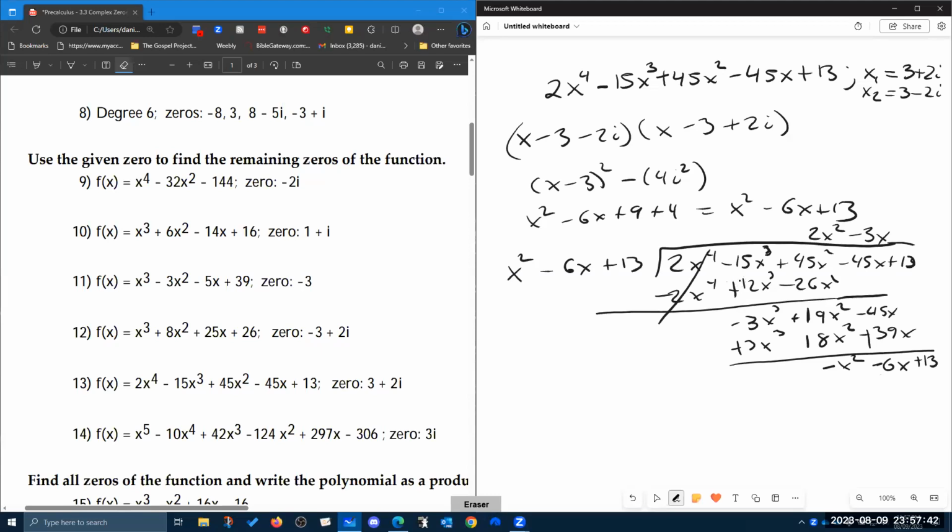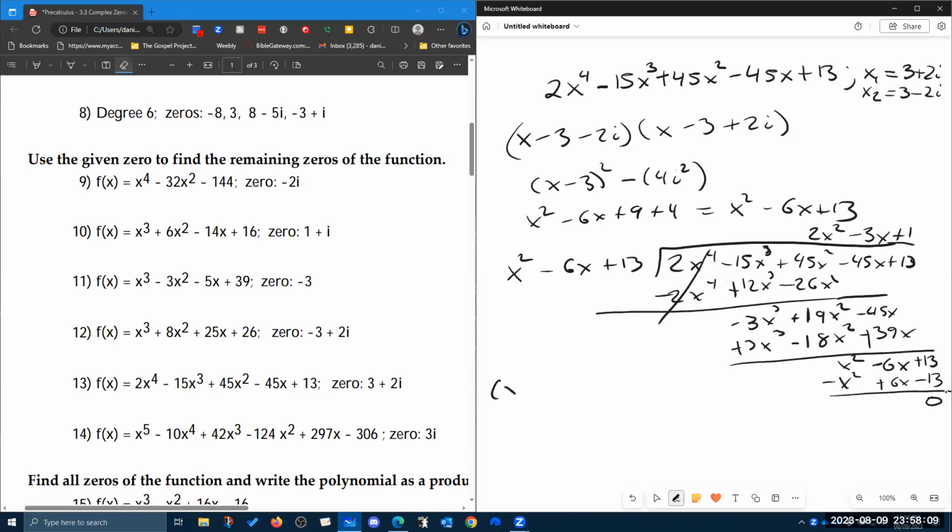This is positive. This is negative, and that's positive. There we go. And this is plus 1. This is x squared minus 6x plus 13. Change my signs and add. Get a remainder of 0.